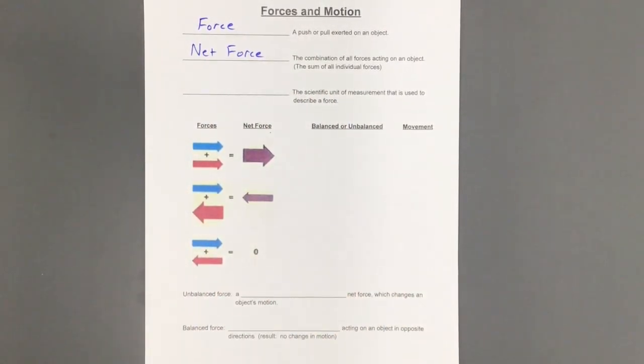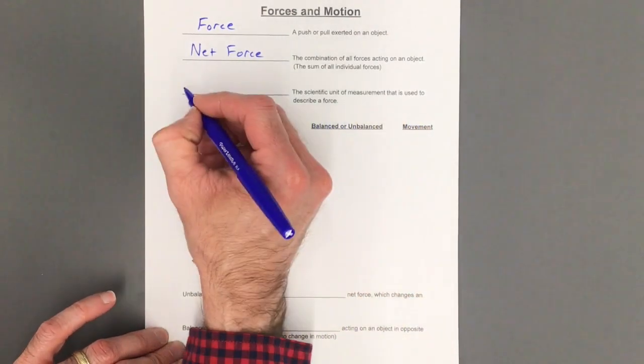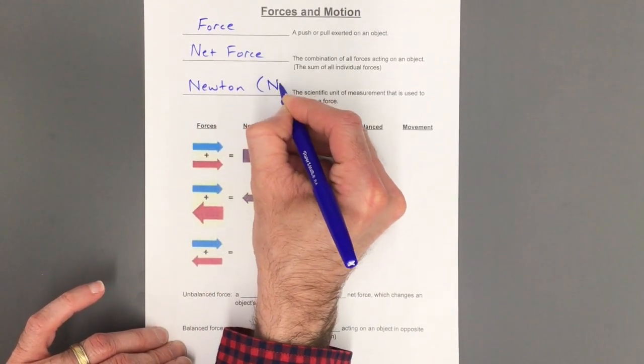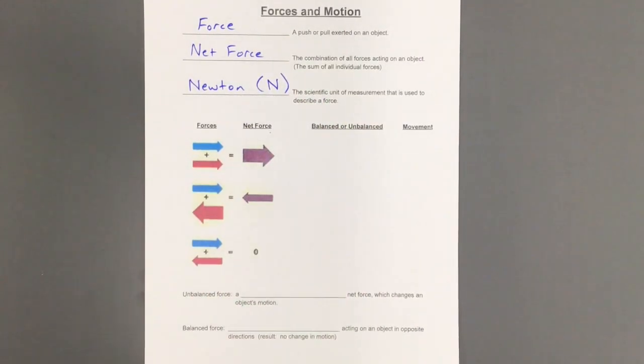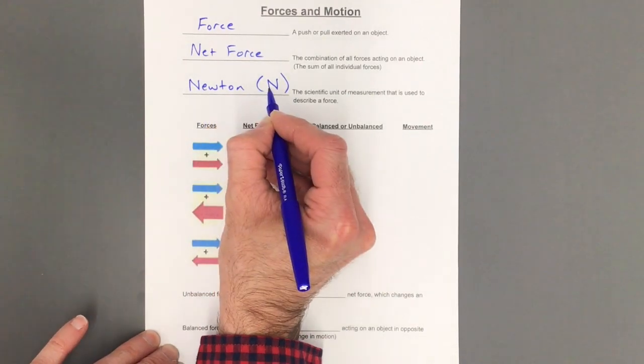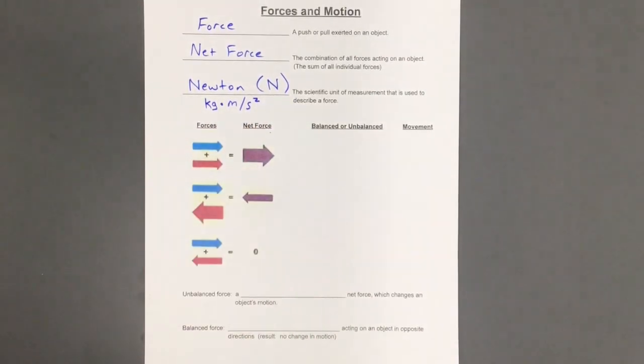When we're reporting units of force, the scientific unit of measurement that we are going to use for describing force is called a Newton. And the symbol is a capital N. A Newton broken down is a kilogram meter per second squared. What this means is if you have a 1 kilogram object and you accelerate it at a rate of 1 meter per second squared, that is applying a force of 1 Newton to that object.